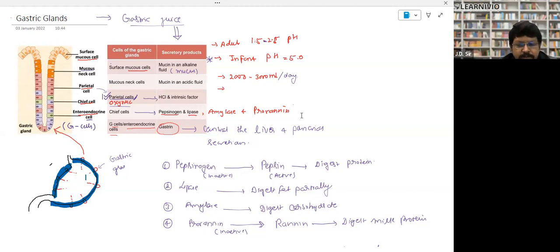A healthy person secrete 2000 to 3000 ml gastric juice in a day.